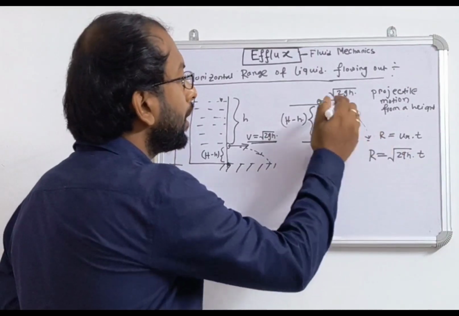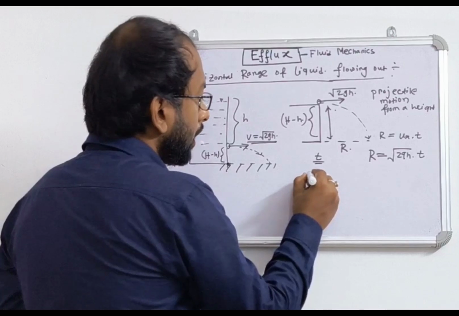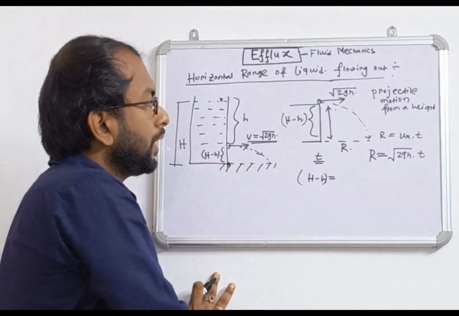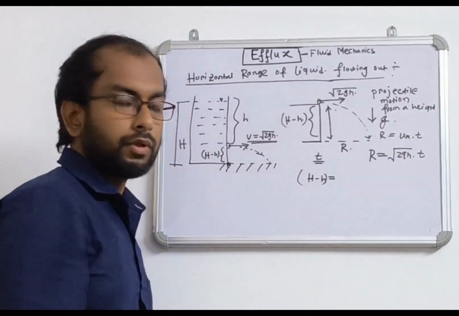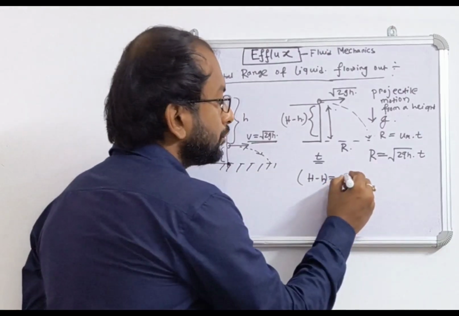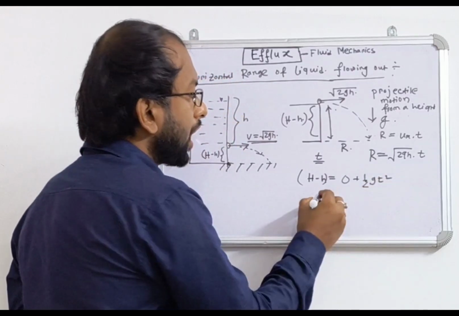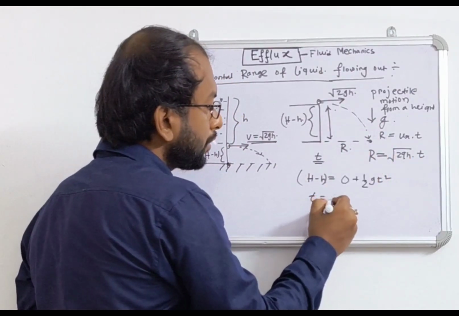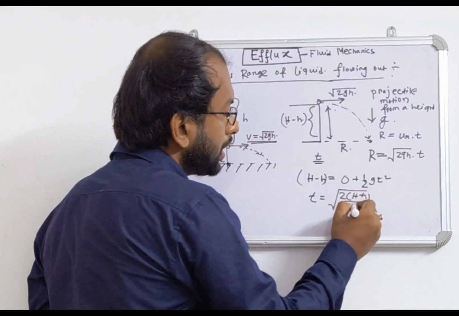Now the time required to cover this height is how much? H minus h, that is the height of the projectile right now. That will be covered under the gravitational field g. So there is no vertically downward component of velocity initially. So 0 plus half g t square we will write. So what is the time taken to come to this point for the liquid? t is equal to root over 2 into (H minus h) by g.